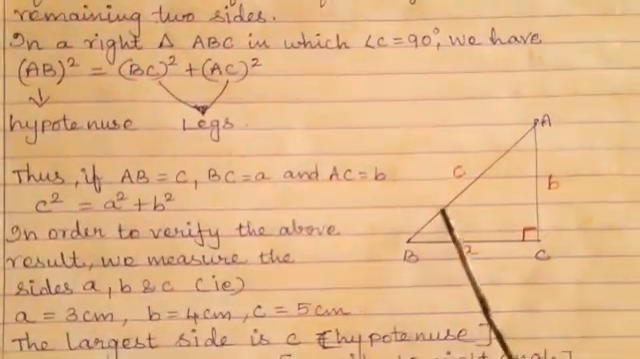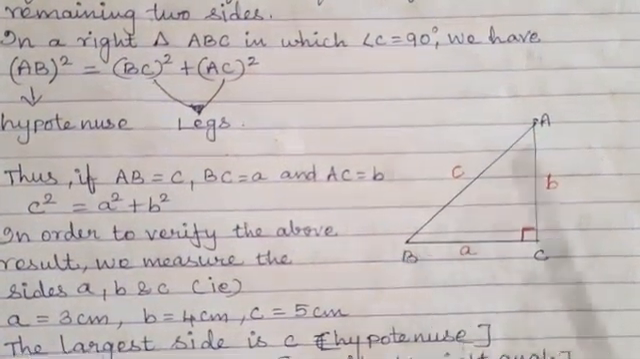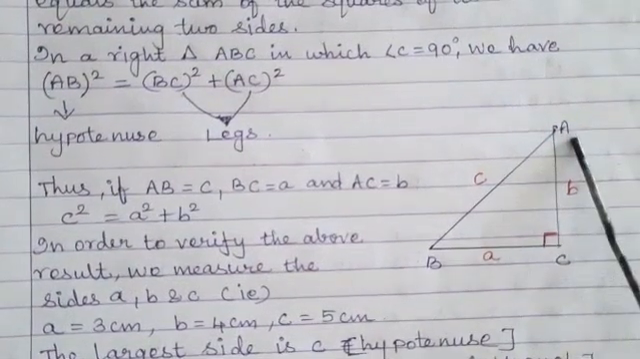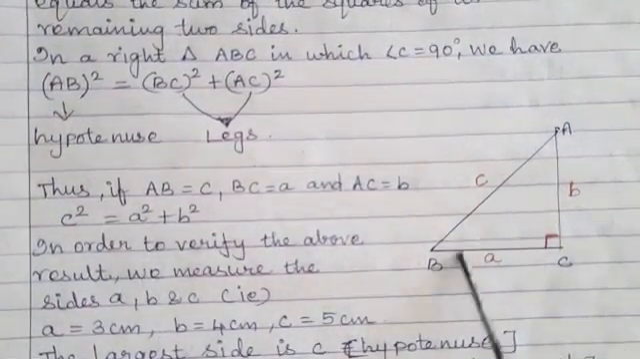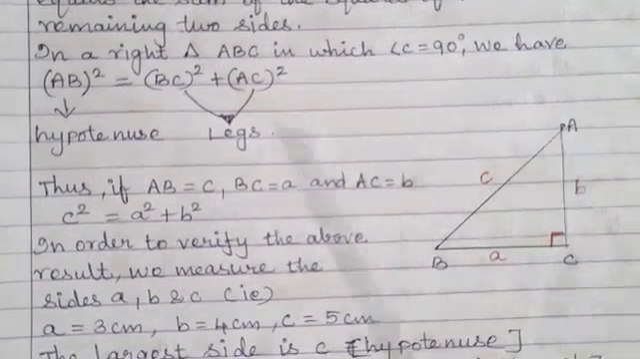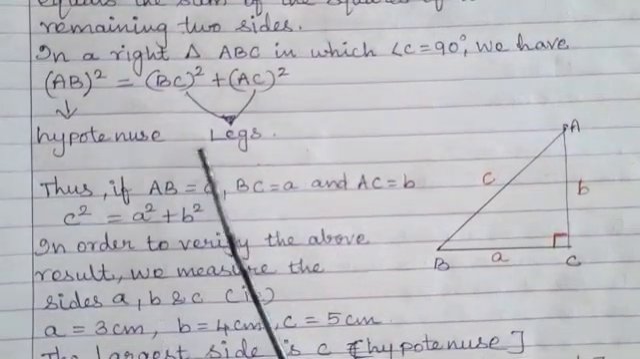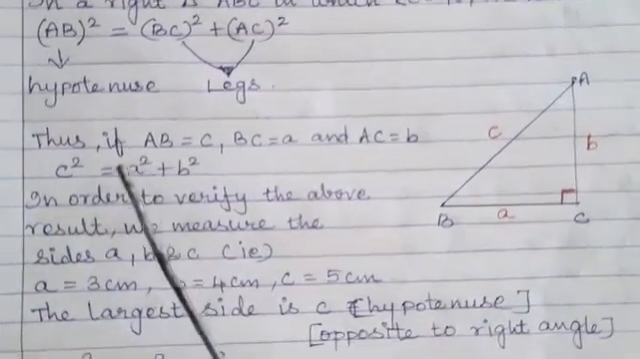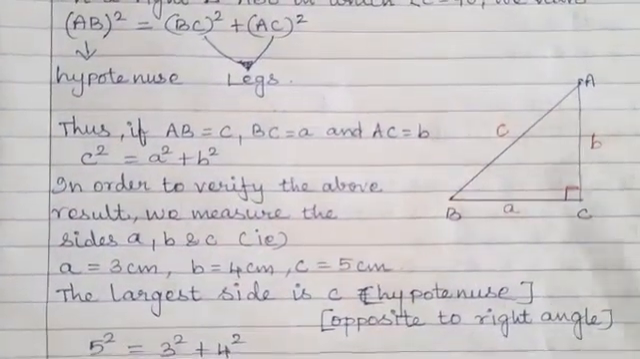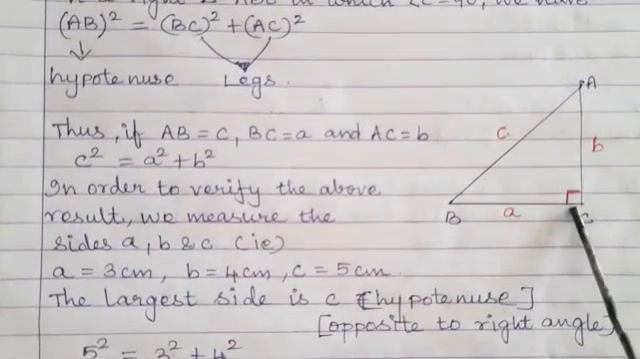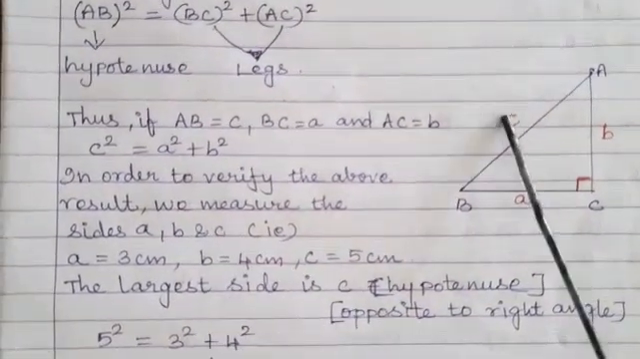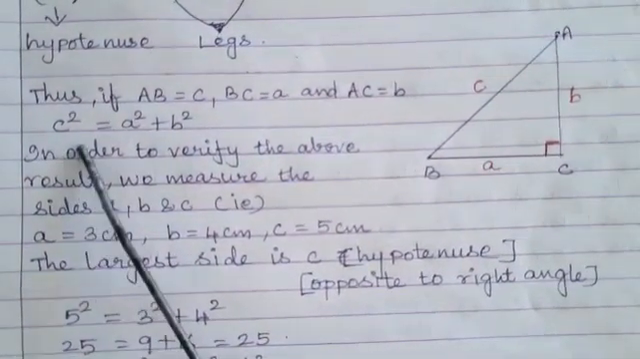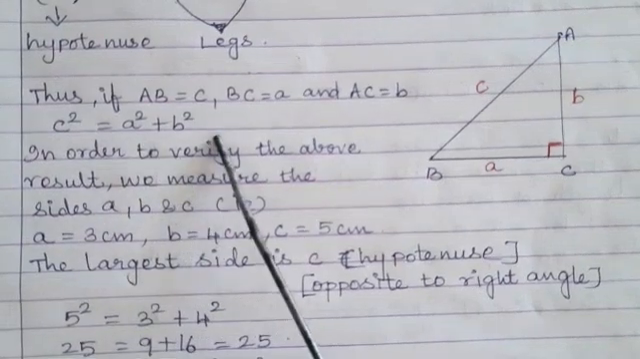Here according to the theorem, the square of the hypotenuse, that is AB squared, is equal to BC squared plus AC squared. So hypotenuse squared is equal to the sum of the squares of the legs. Now we will take the length of AB as C, the length of BC as A, and the length of AC as B. Suppose the lengths are given, how do we verify this Pythagoras theorem? That is C squared is equal to A squared plus B squared.